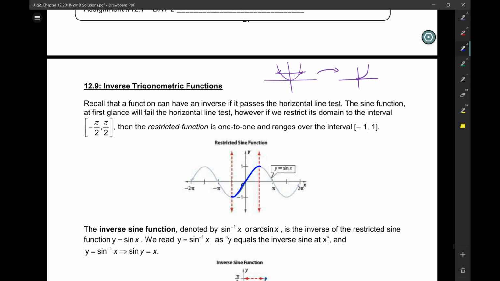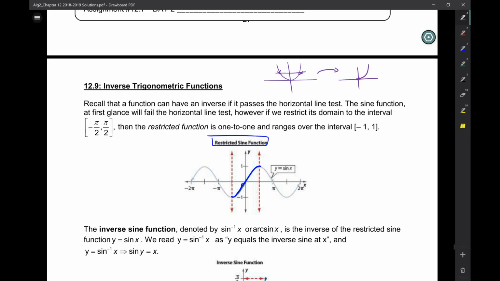It does. So in order for us to fix that issue of it not being able to pass the horizontal line test, we take a portion of the sine graph, meaning we restrict the domain. And when we do that, this much of it is called the restricted sine function. All right? So this is the restricted sine function, as it says here. And remember, the way we do it is we just restrict its domain.